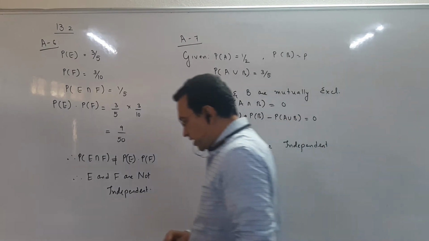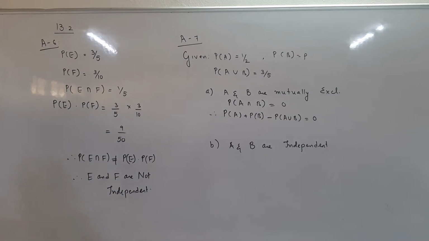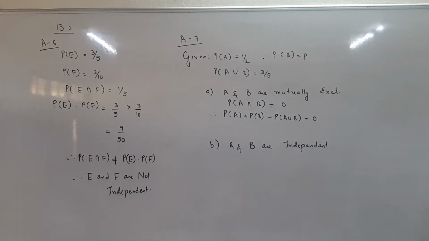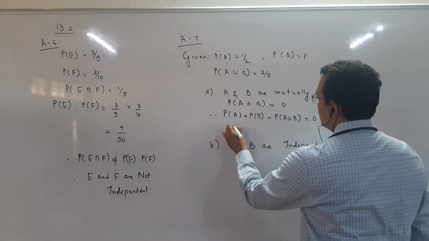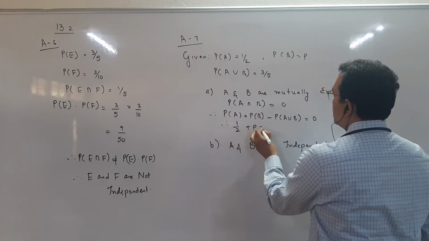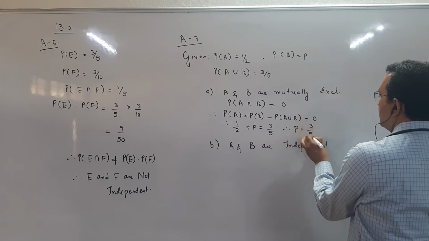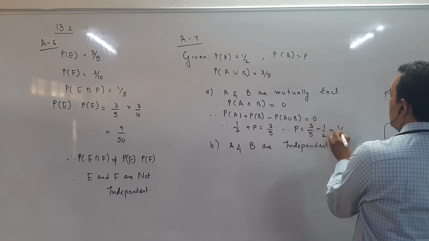On the very first day, in the first part of the lecture, I revised all the basic formulas. Addition law for two events: P of A union B is equal to P of A plus P of B minus P of A intersection B. Students, we can make the union or intersection the subject of the formula. So we can make this formula. So half plus p is equal to 3 by 5. So p will be 3 by 5 minus half. So 1 by 10.